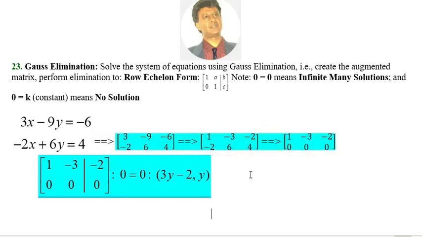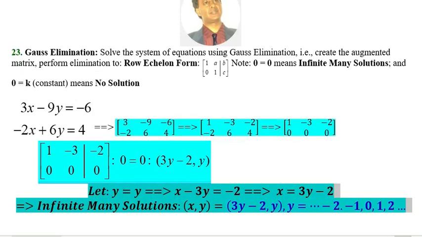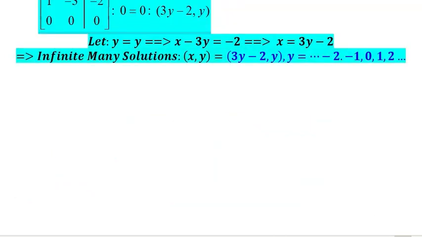To get those infinitely many solutions, let y equal y be the independent variable, then x is going to depend on y. That is x minus 3y equals minus 2. That means x equals 3y minus 2. So the infinitely many solutions (x, y) are x is 3y minus 2 and y is just y, where y is from minus infinity to infinity. Now let's look at some of the values.